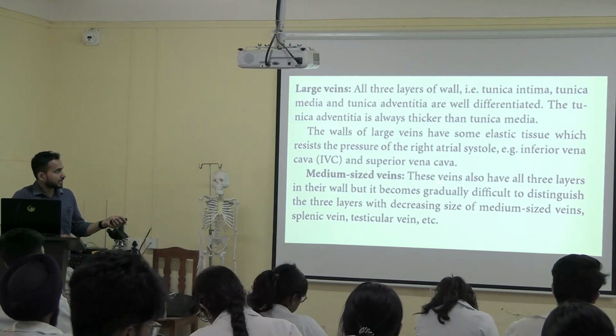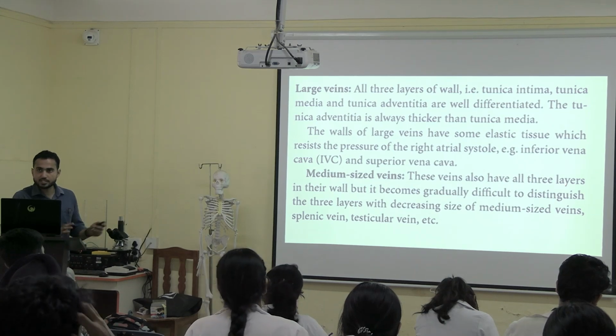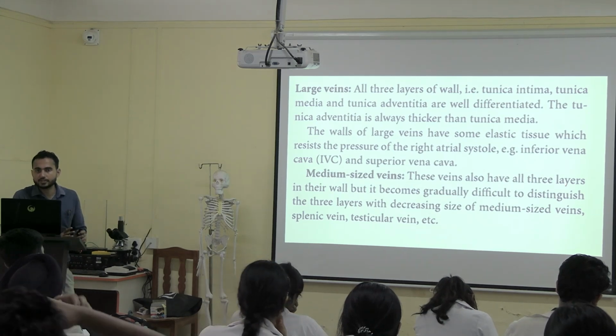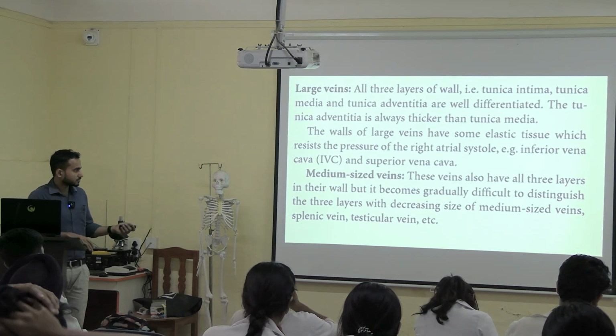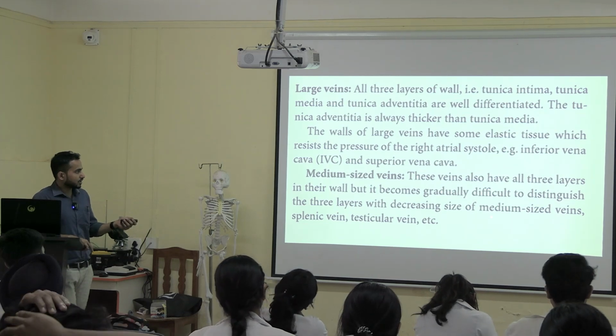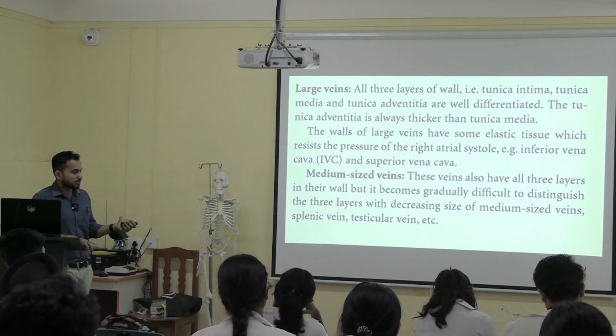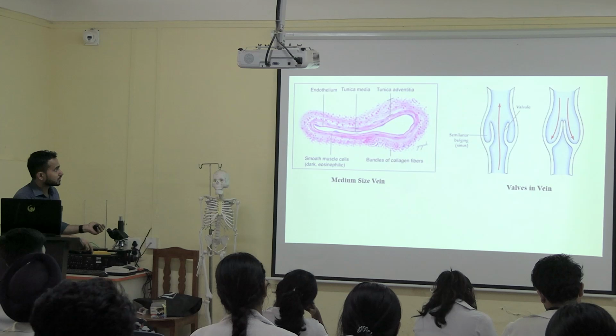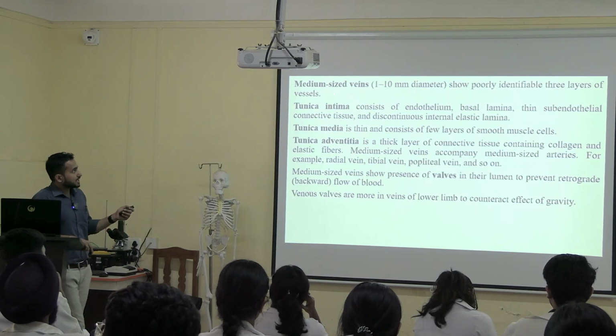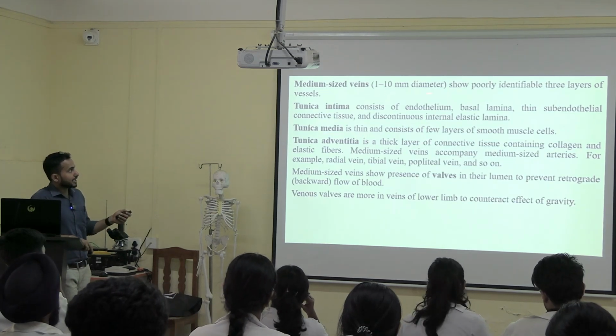What happens in medium sized vein? They are also having all the layers, but it is difficult to identify or difficult to distinguish. Now, what are the examples of the medium sized vein? Splenic vein, testicular vein, etc. Now, in case of medium sized vein, the diameter remains 1 to 10 millimeter.